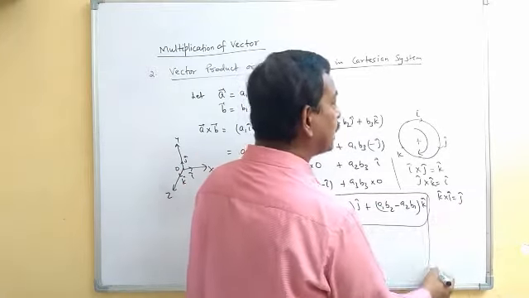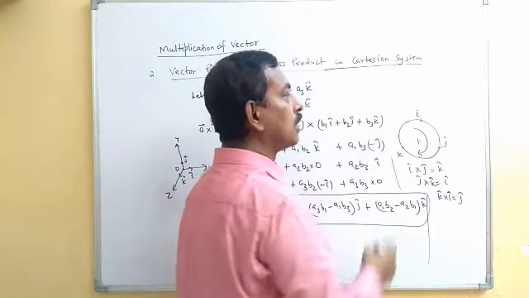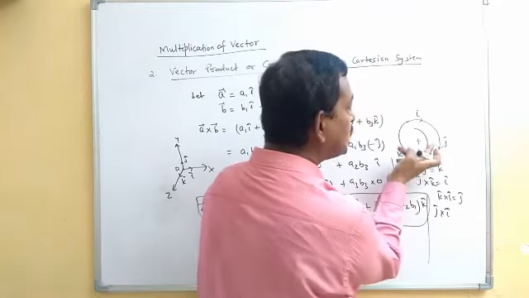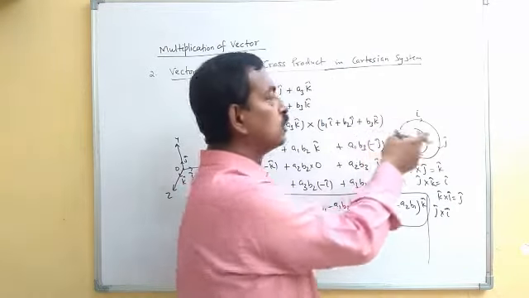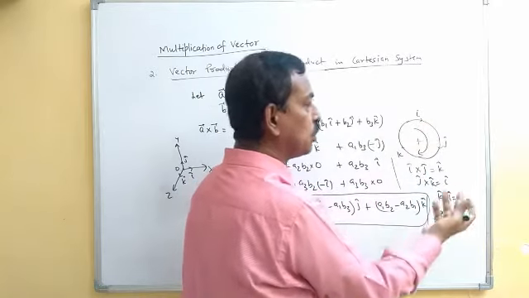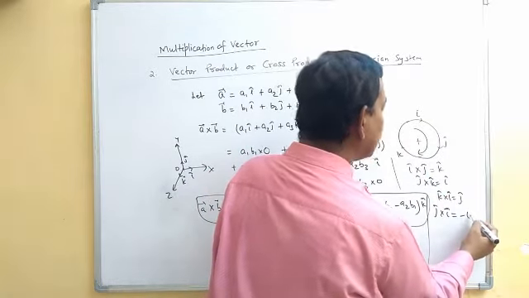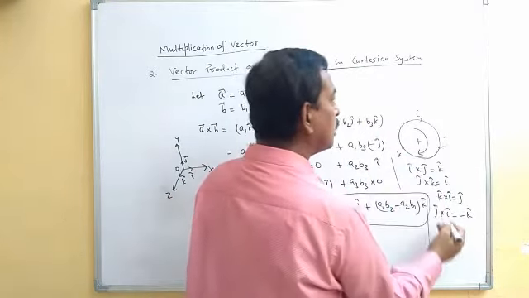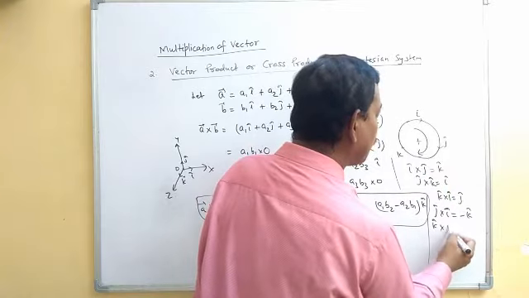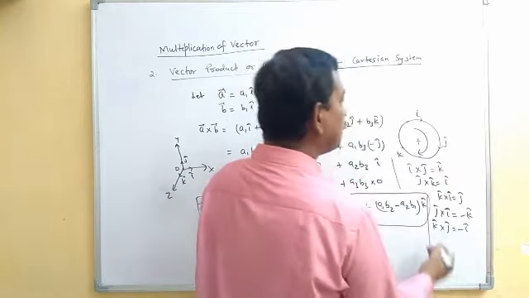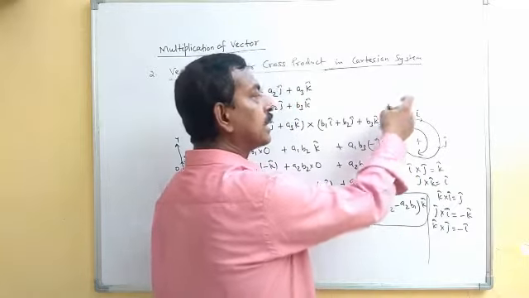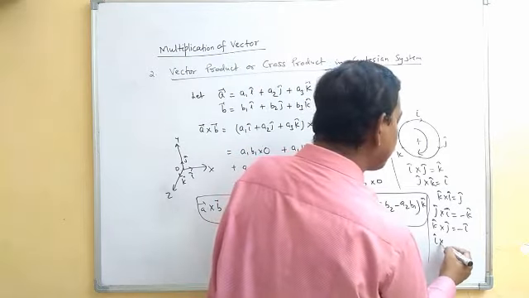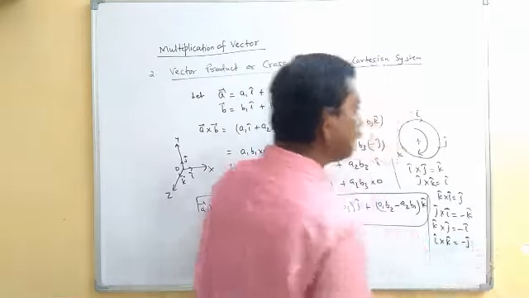But if we have to take, suppose, J cross I, that means I have to move in the opposite direction. If I have to move in the opposite direction, in that case it will be negative. So this will be your minus K cap. Similarly, K cross J will be minus I. If you are taking I cross K, in that case this is your minus J.